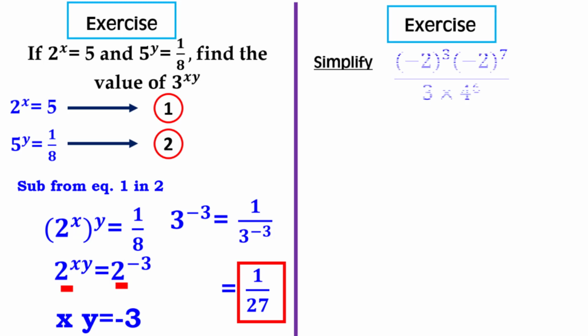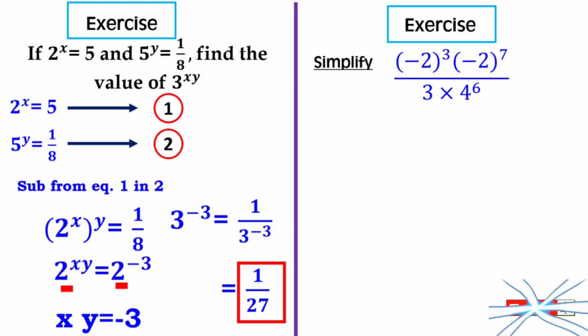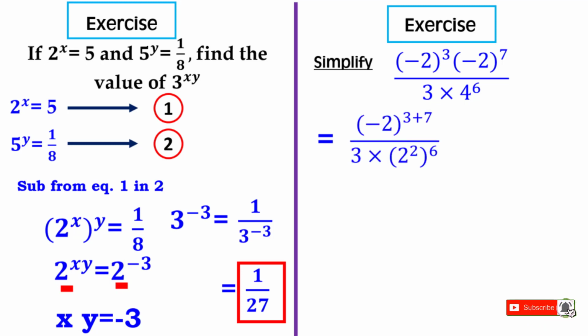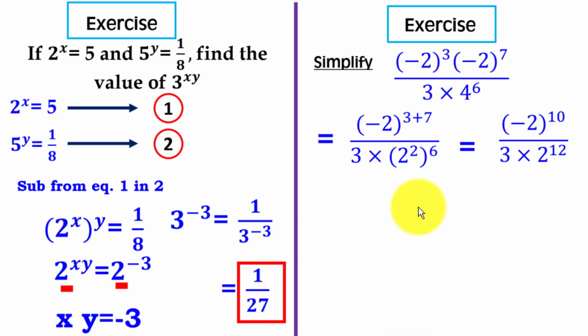He said simplify negative 2 raised to the power 3 times negative 2 raised to the power 7 over 3 times 4 raised to the power 6. By the same way, we have here two bases that are the same, negative 2 and negative 2. We can add the two powers. 3 plus 7 equals 10. Over 3 times, we can find 4 as 2 squared. So 2 squared, all raised to 6, we studied before, equals negative 2 raised to the power 10 over 3 times 2 raised to the power, we have 2 times 6, multiply the two powers, equals 12.